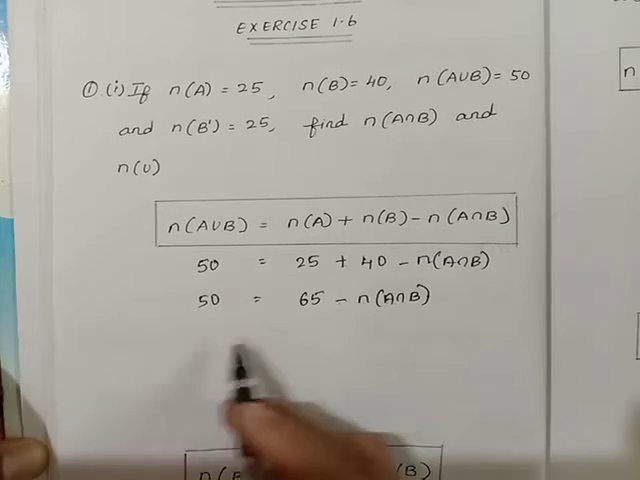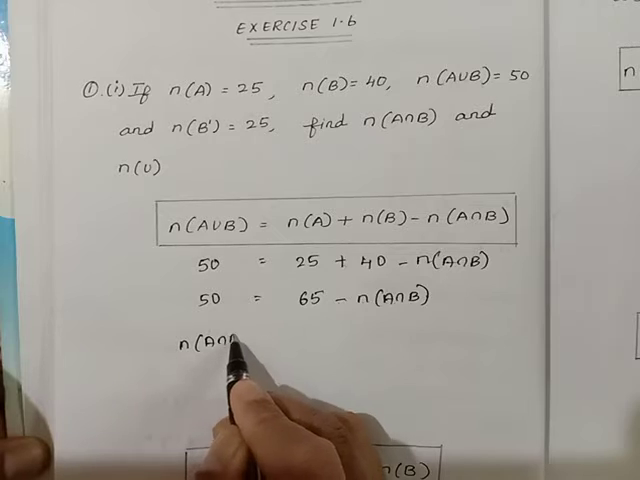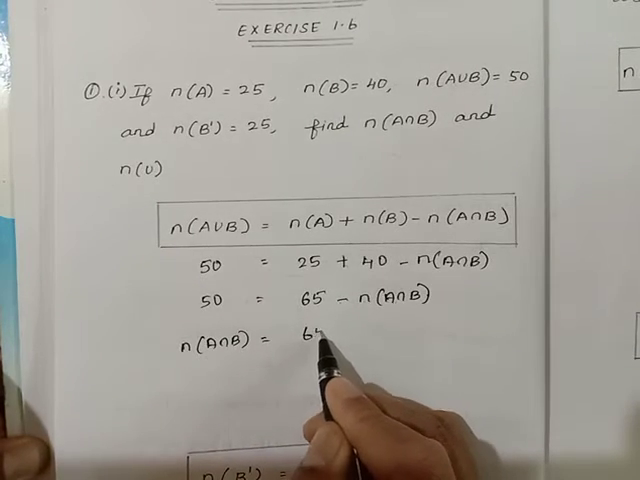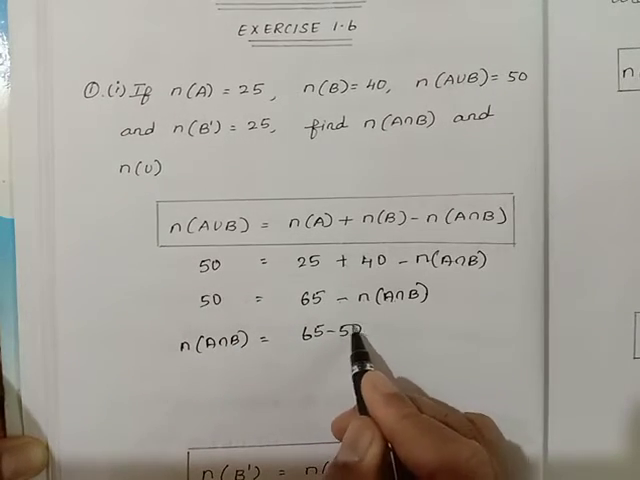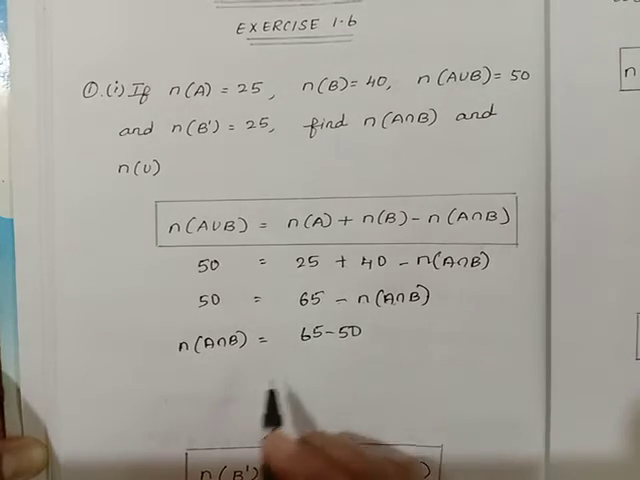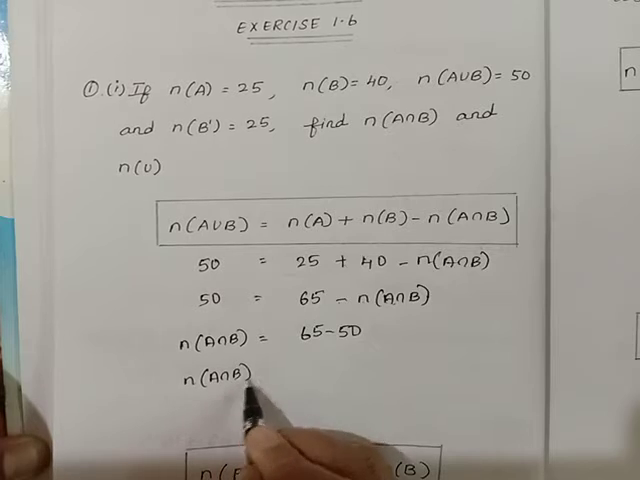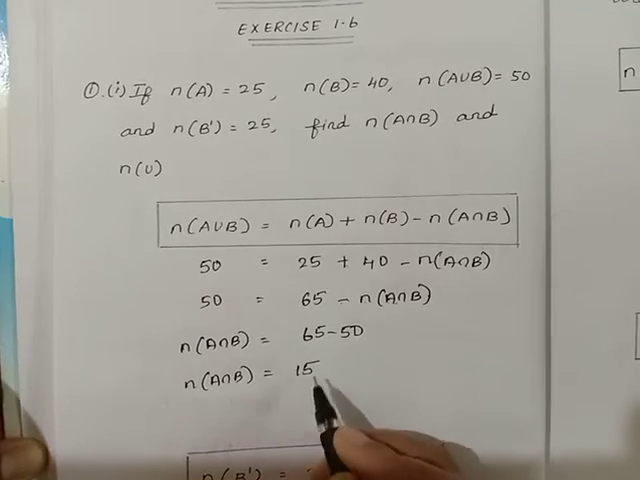Now n of A intersection B is negative, so I'm going to take this to the other side. It becomes positive. So n of A intersection B equals 65, let it be here itself, plus 50 when taken to the other side becomes minus 50. I've taken n of A intersection B to the other side and plus 50 to the other side. Therefore, n of A intersection B equals 65 minus 50, 15.